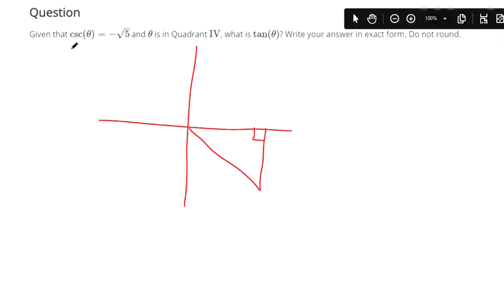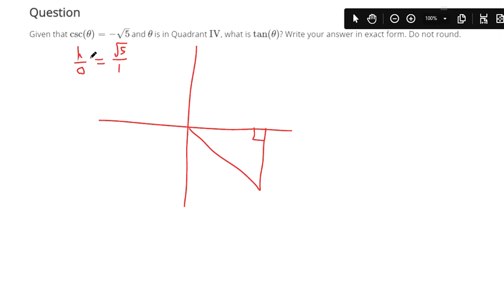Cosecant is the reciprocal of sine, right? So if sine is opposite over hypotenuse, then cosecant is hypotenuse over opposite. So in this case, I can make this into a fraction. Now the negative could be up here, the negative could be down here. Let's wait until we draw the picture because it's negative square root of 5.